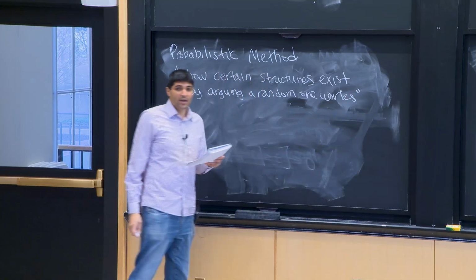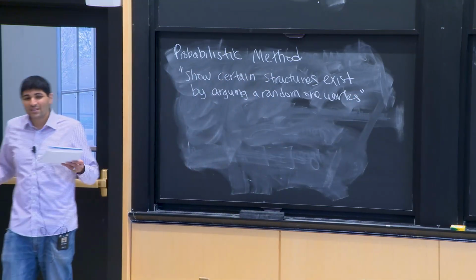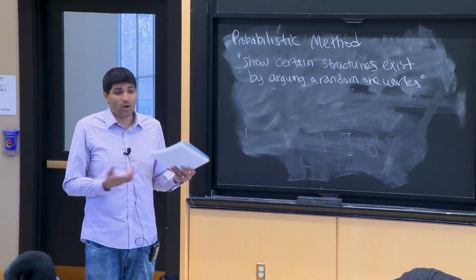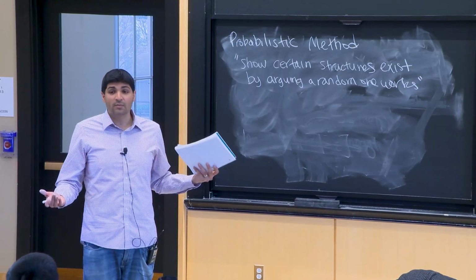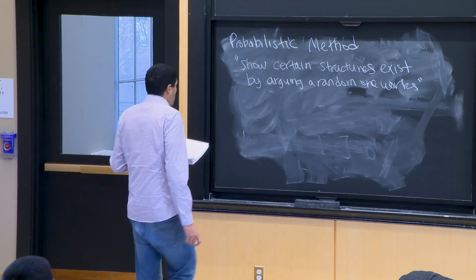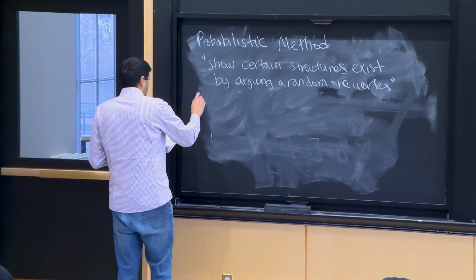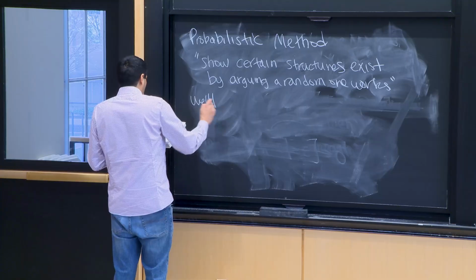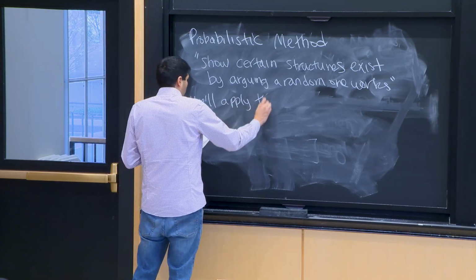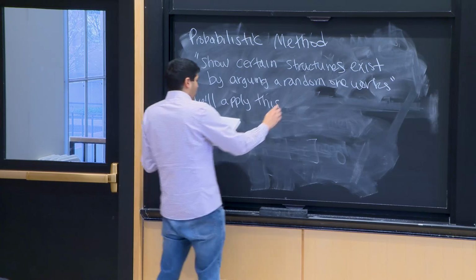So that's the high-level idea. And there are many instantiations of this probabilistic method. It depends on what kinds of structures I want to prove exist. We'll talk about some concrete applications and we'll see how the probabilistic method helps. But we're going to apply this to another important branch of applied mathematics, which is called Ramsey theory. So I'll introduce both of these topics right now.